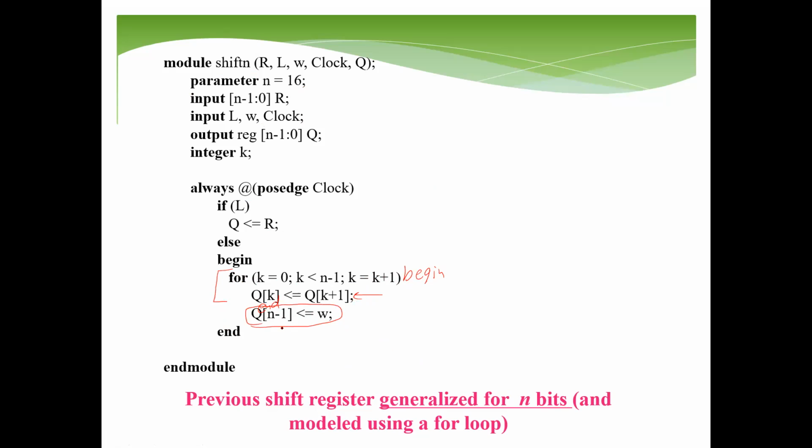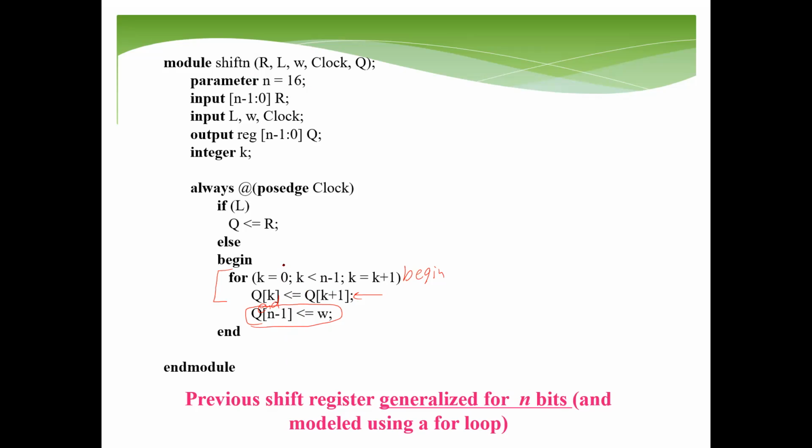Even if it was inside the loop, it's not going to affect anything because it does not depend on the value of k. But what's going to happen is that it's going to assign w to Q of n minus 1 every cycle. The result will be the same anyways.